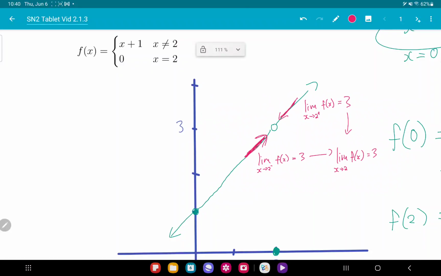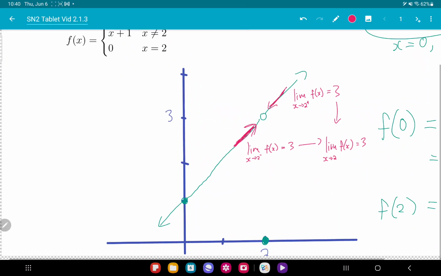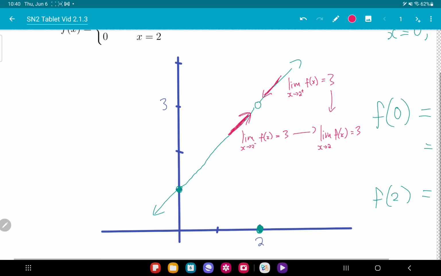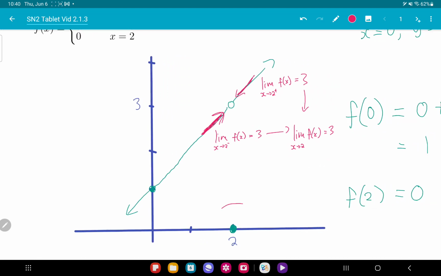Now, this may strike you as a bit strange. Well, the limit is 3, but the function itself, which we calculated here, the value of the function when x equals 2, is 0, but the limit is 3. Okay, there's no contradiction here. When we're doing limits, we're asking what is the function approaching. We're not asking what the function is. This green dot down here tells me what the function is when x equals 2. When we're doing limits, we're asking what is the function approaching. So that's a very important distinction to make.